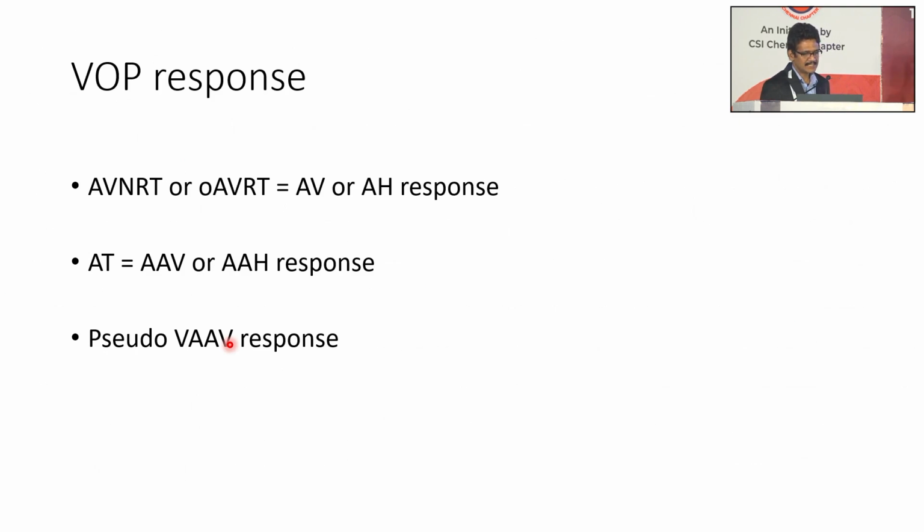So in VOP response, in a nutshell, if there's an AVNRT or AVRT, you get a VAV or VAH response. If it's AT, you get a VAAV or AAH response, and always be aware of the pseudo VAAV response.